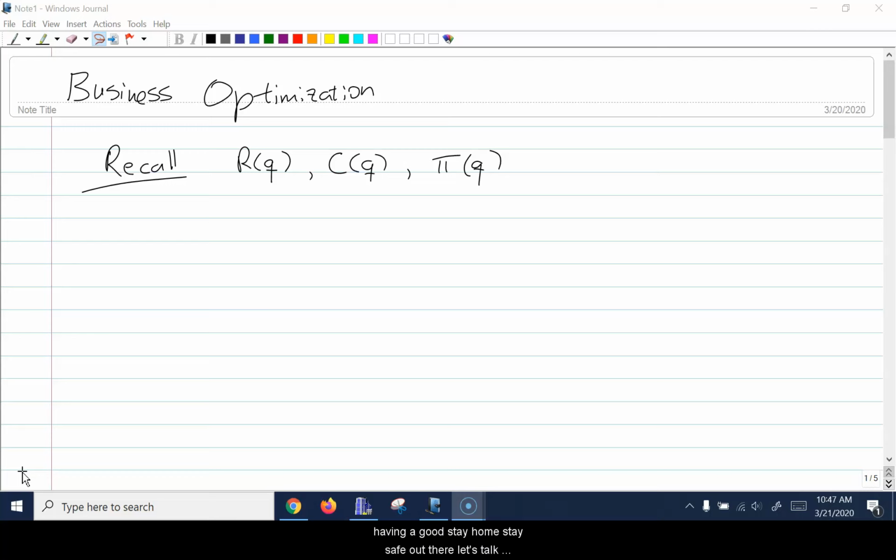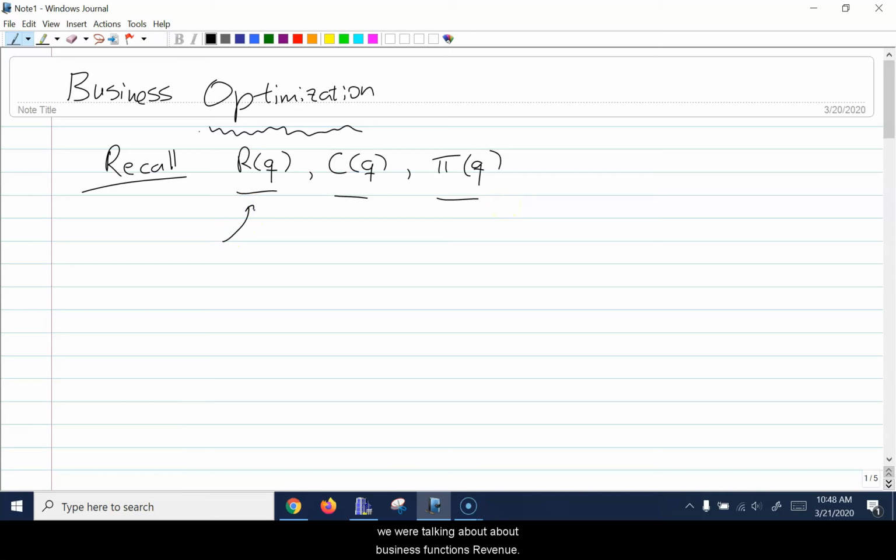Stay safe out there. Let's talk about business optimization. Last time before spring break, we spent a long time on the optimization part, where we got all these functions that we're trying to maximize or minimize. We saw the hardest versions of that before spring break, with shapes of cans and packaging and all these maximization, minimization problems. Today we're going back to the older topics we were talking about: business functions, revenue, cost, product.